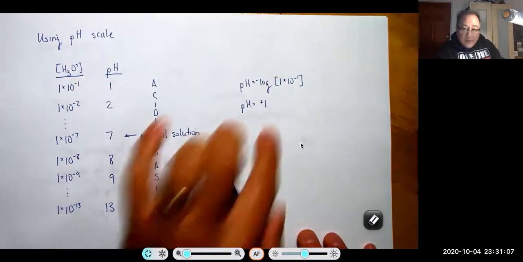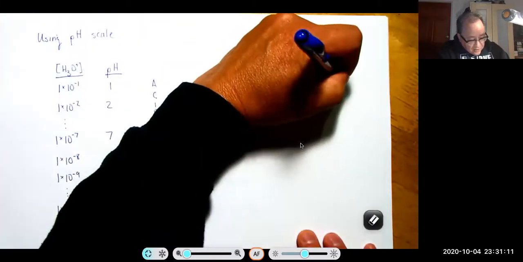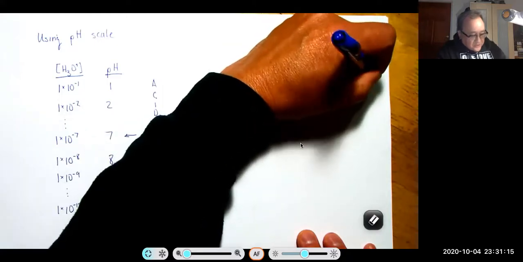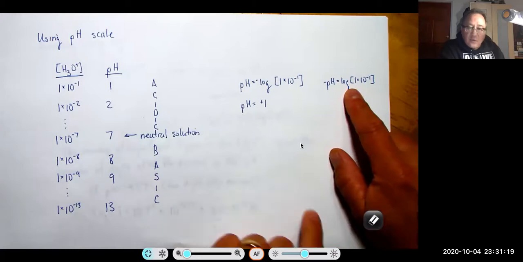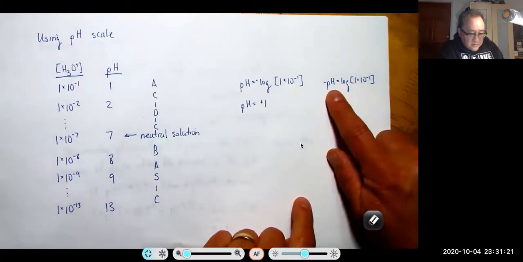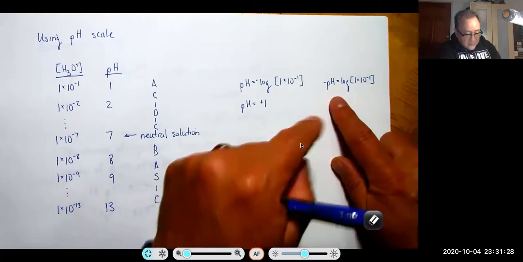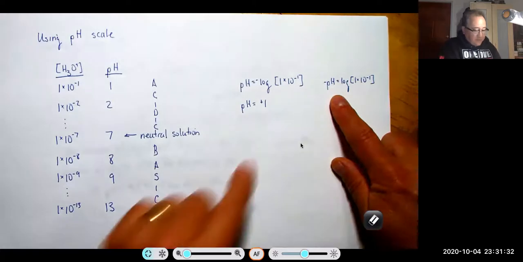And remember, we can rearrange this formula so it is negative pH is log of 1 times 10 to the minus 1. So the question here is 10 raised to what power will get you 10 to the minus 1. Well, 10 to the minus 1 will get you 10 to the minus 1, and then you take the negative of minus 1 and you get positive 1.